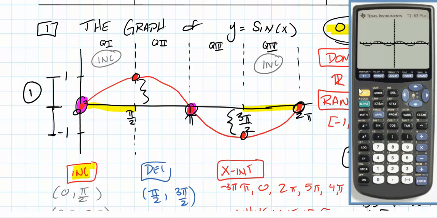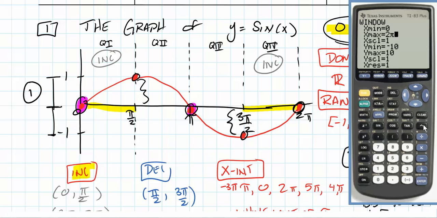We have to change the window. So we're going to go to the window and make it match exactly the window that we've drawn here. What's the lowest x value that we have, our minimum? 0. Very good, so put 0 in. What's our highest x value that you see? 2 pi. So punch in 2, and then the pi button is the caret button right over here, so we go second pi.